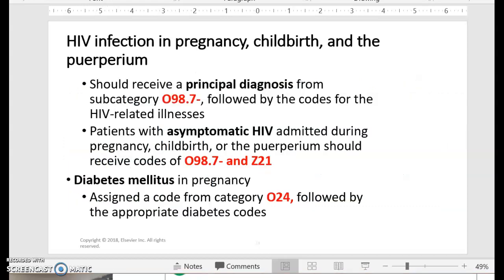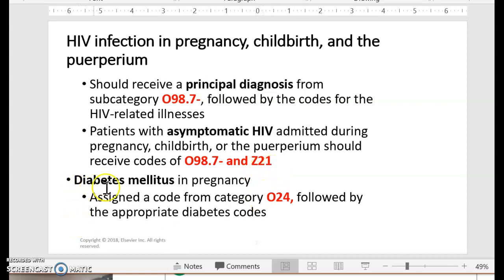Infection, HIV infection. Remember, in pregnancy, the mother can also present with complications. One of the complications is HIV infection. The code we use is always O98.7. As you can see, the code is always O. It is chapter 15, and it is for some complications that the mother presents with. If the mother presents with HIV asymptomatic, then we also use the code Z21.